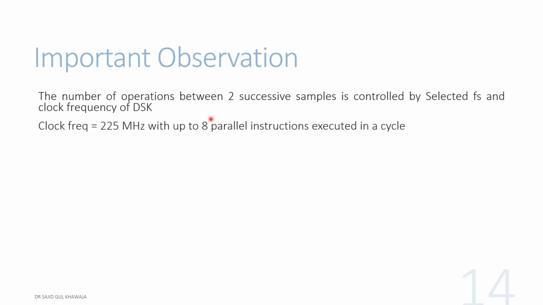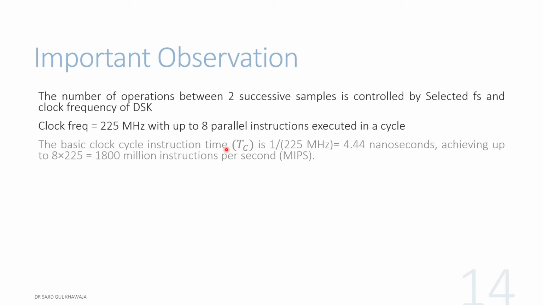The clock frequency for our DSK 6713 is 225 MHz. It might seem a very low clock rate in comparison to your general purpose processor, but the interesting thing is that the DSP processor can allow us to run 8 parallel instructions in a single cycle. It means that even though we are working at 225 megahertz, if we employ maximum parallelism, the overall instructions per second come out to be 1800 million instructions per second. Moreover, the time between two successive sample reads comes out to be 4.44 nanoseconds.